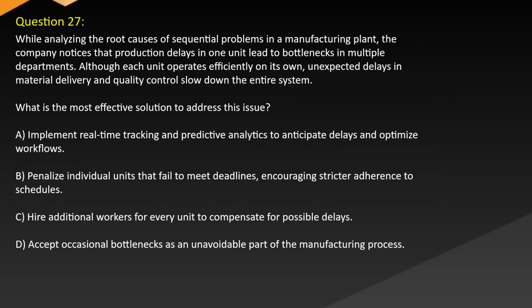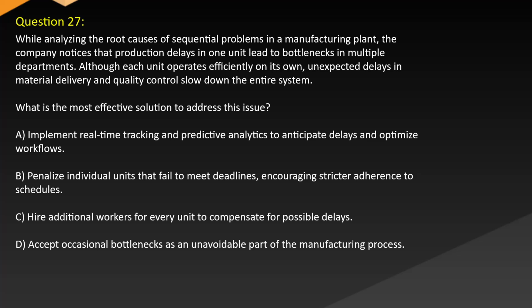Question 27. While analyzing the root causes of sequential problems in a manufacturing plant, the company notices that production delays in one unit lead to bottlenecks in multiple departments. Although each unit operates efficiently on its own, unexpected delays in material delivery and quality control slow down the entire system. What is the most effective solution to address this issue?